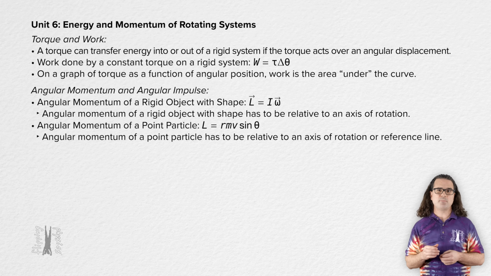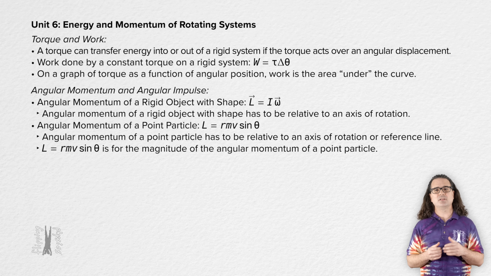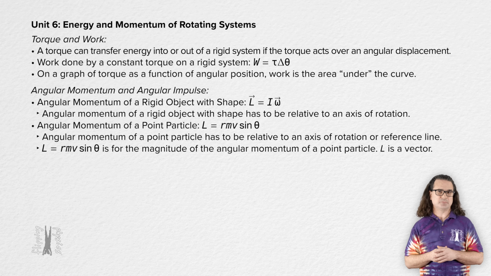Angular momentum of a point particle has to be relative to an axis of rotation, which is sometimes called a reference line, and while this equation is for the magnitude of the angular momentum of a point particle, angular momentum is a vector.